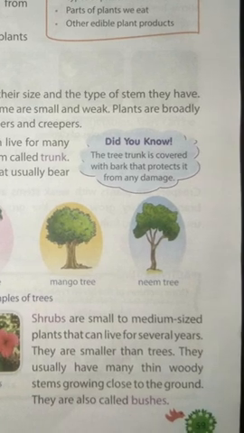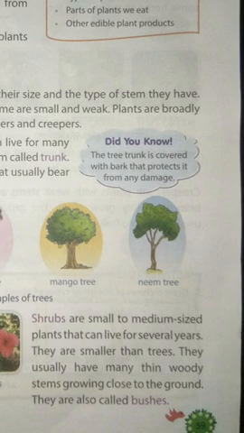Shrubs are small to medium size, not too tall, smaller than trees. Shrubs are small to medium sized plants that can live for several years. They are smaller than trees. They usually have many thin woody stems growing close to the ground. They are also called bushes.